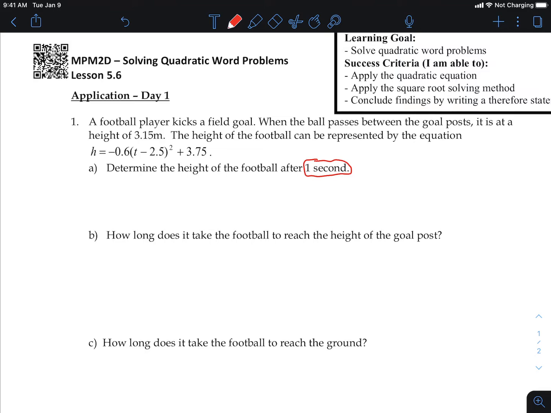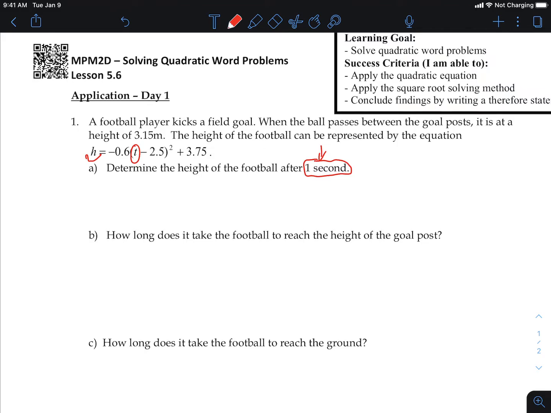Justice? Would you put the 1 in place of the t then? Is that what you're going to say, Lucas? Yeah? Okay, so we're going to take the 1, because it's after 1 second. I'm going to take the 1, and I'm going to plug it in for t, and it's going to spit out the height that the ball was at after 1 second. Coco, do you have a question? No. Okay. Okay, so you're just going to do that.